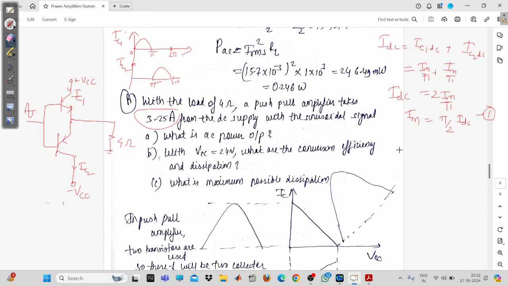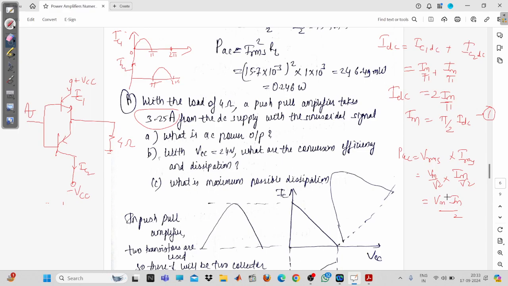Now the PAC will be equals to what? This is VRMS into IRMS. Now VRMS will be what? VM upon root 2, and this is Im upon root 2, because you are going to get the complete cycle. So VRMS, VM by root 2 into Im by root 2. So this one will be VM into Im upon 2.